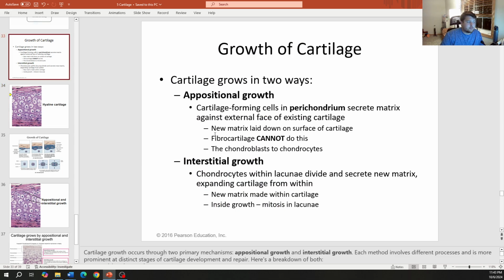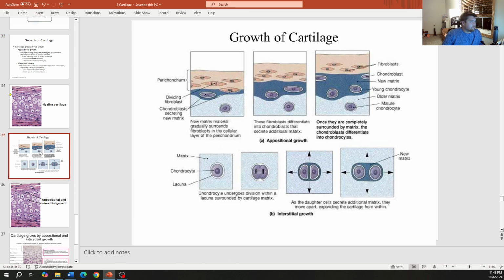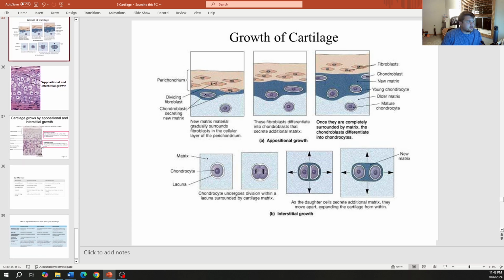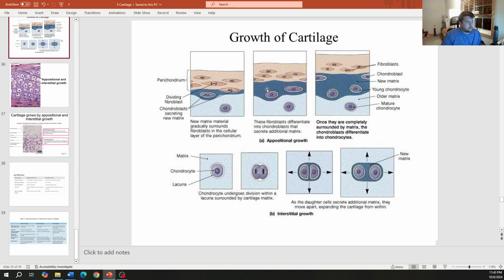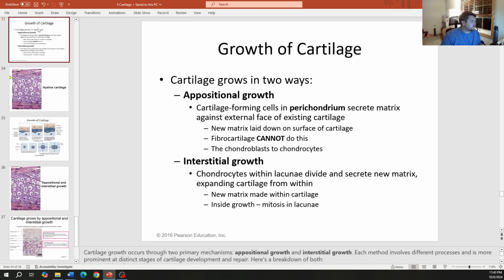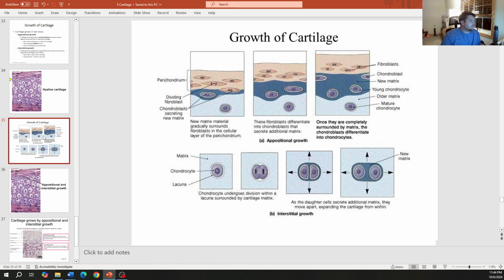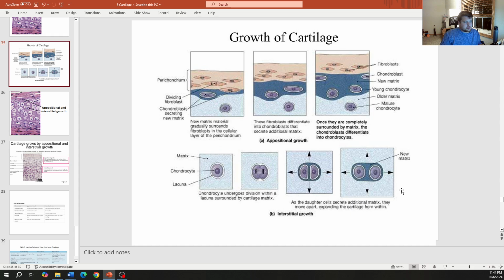Another thing you'll want to make sure you know is that fibrocartilage cannot do appositional growth because it doesn't have a perichondrium. Here's a nice little picture of appositional growth versus interstitial growth. Interstitial growth is through mitosis, and this is through the chondroblasts.